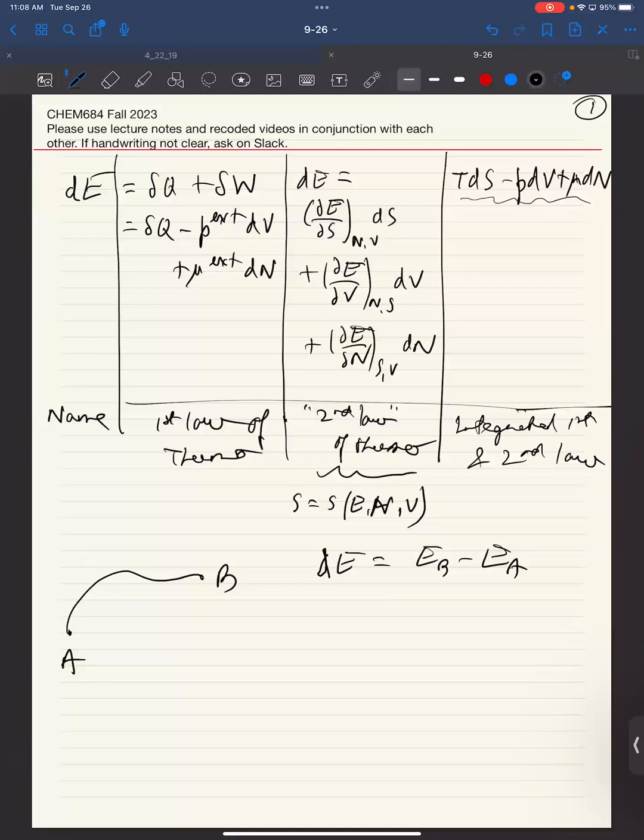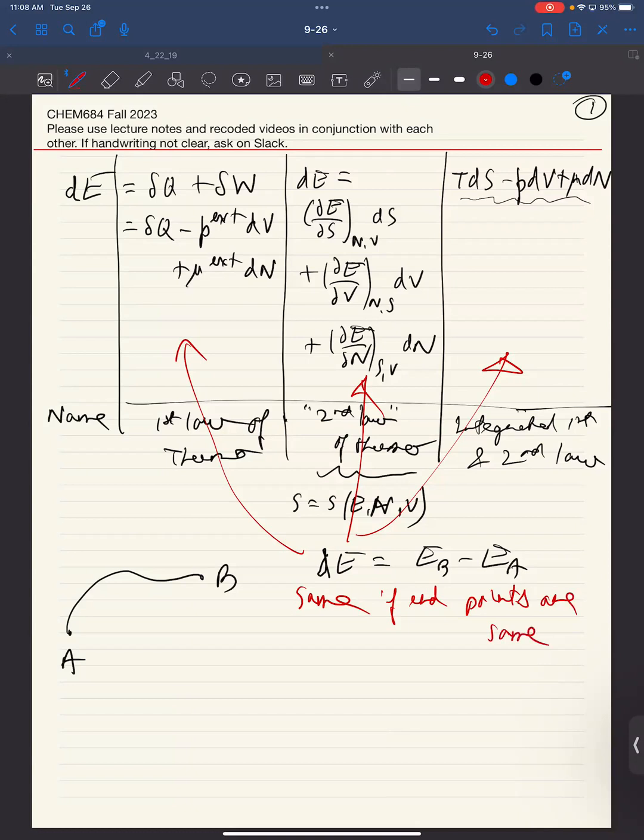So what does this allow us to do? So again, let me write down, same, okay? If endpoints are same. This is because energy is a state function. Could I say something like that about Q? No, Q_B or Q_A does not make sense, right? Q is always delta Q.